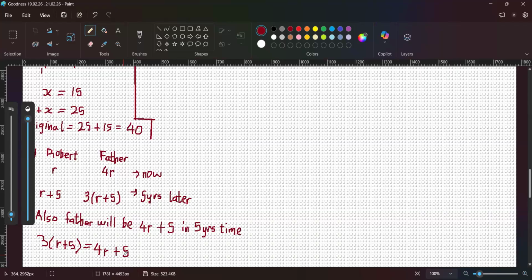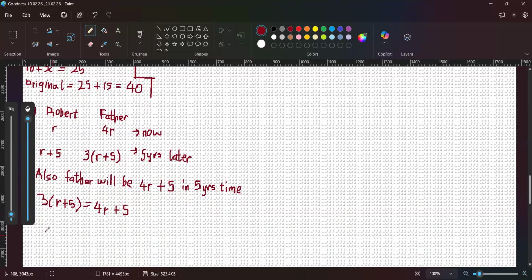So I was thinking, do we have to multiply through with the brackets? Yes, we will. We have to, because if we don't do that, we'll run into problems. So let's do that. So that will now be 3R plus 15, and that will now be equal to what? 4R plus 5.